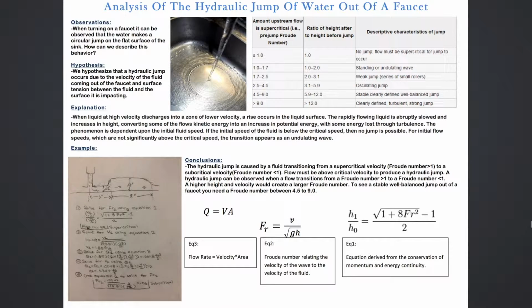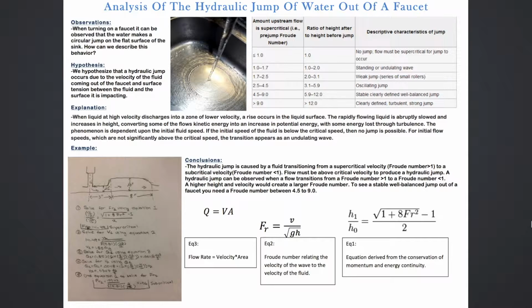The phenomenon is dependent upon the initial fluid speed. If the initial speed of the fluid is below the critical speed, then no jump is possible. For initial flow speeds which are not significantly above the critical speed, the transition appears as an undulating wave.